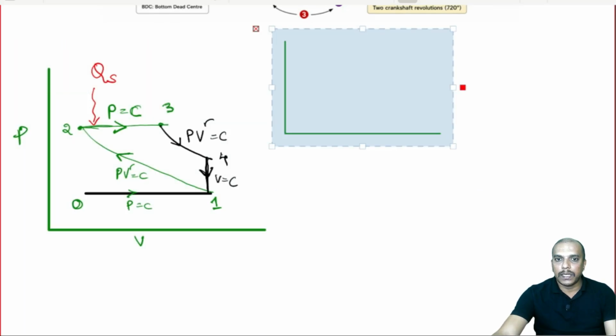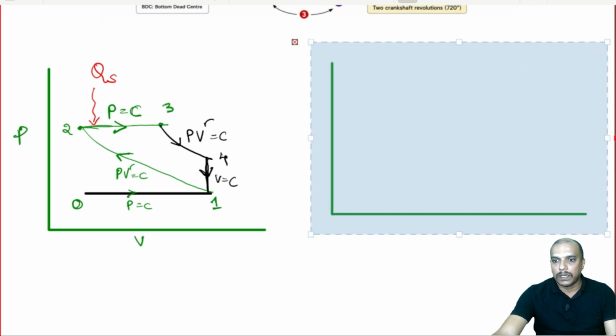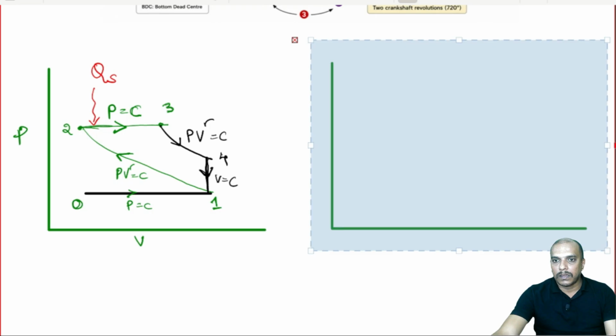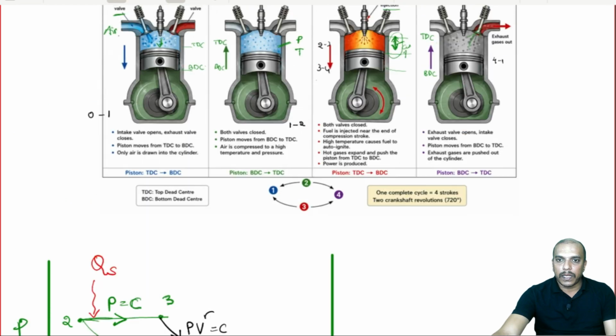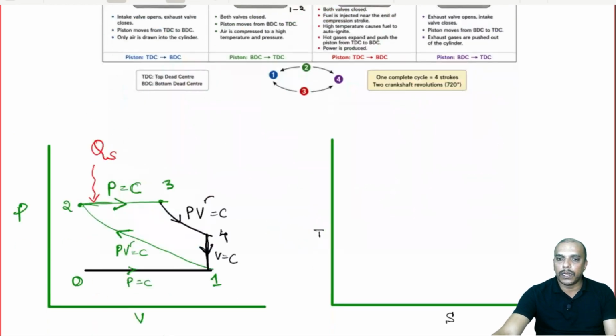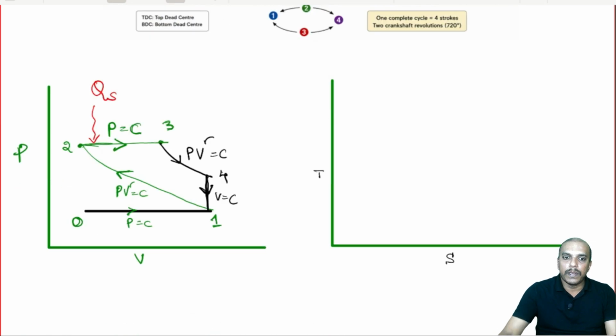Now, let us try to write the same in a TS plot as well. Okay. So, in a temperature versus entropy plot. And remember this exhaust stroke is again 4 to 1, right. Now, 4 to 1 is the exhaust stroke, and after this exhaust stroke, the remaining portion of combustion products is pushed slowly out of it. Now, that will be again like 1 to 0.